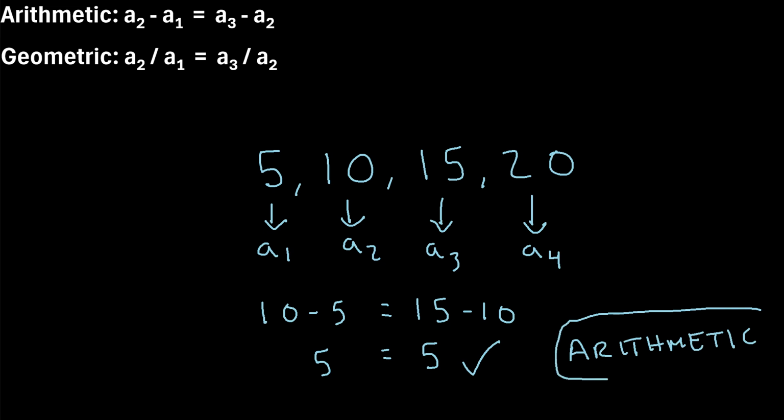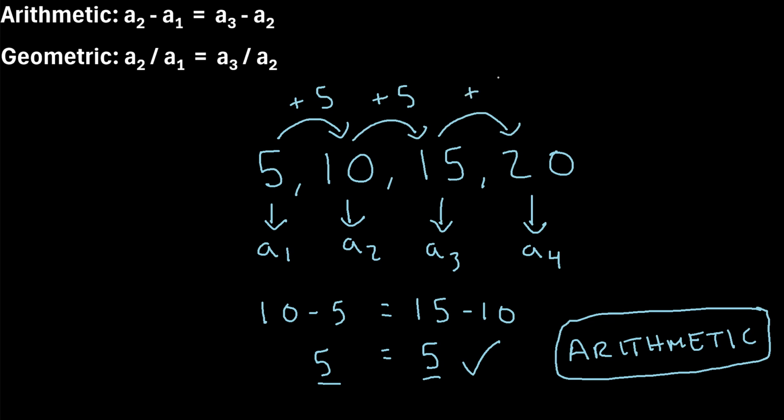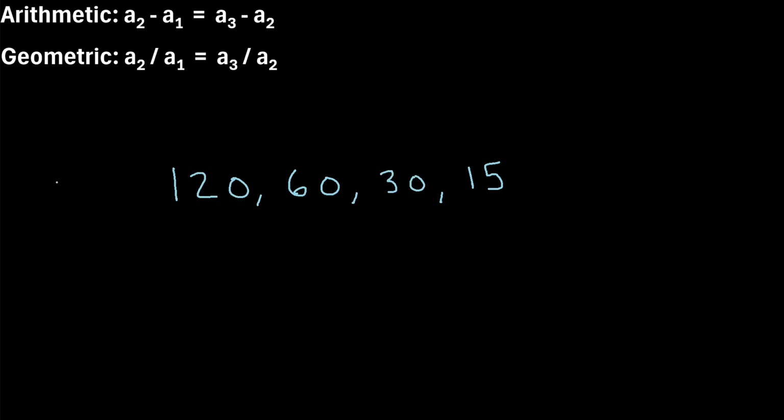Once again, a cool trick to verify that this is arithmetic is that we should be able to add this value of 5 to each term in the sequence to get the next term. If we do 5 plus 5, we get the next value of 10. If we do 10 plus 5, we get 15. And if we do 15 plus 5, we get 20. So that's another way to double check ourselves.